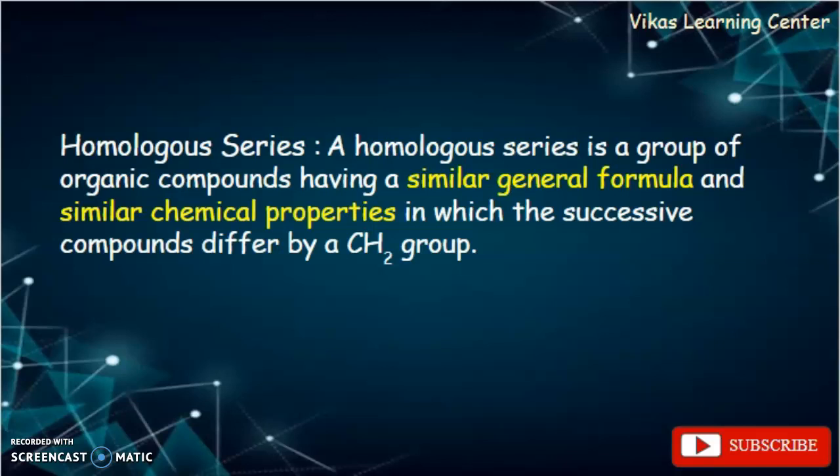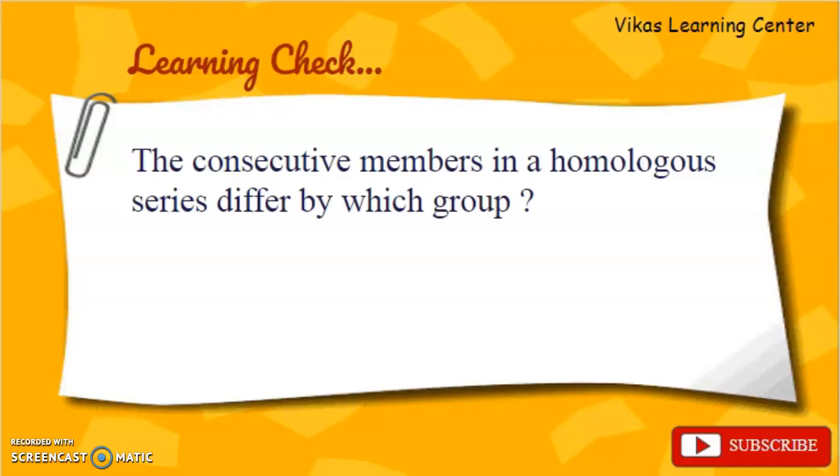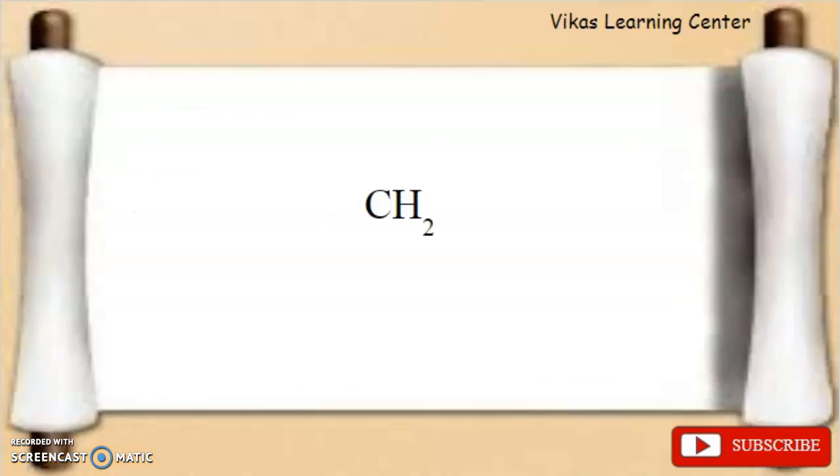In the previous video, we learned that a homologous series is a group of organic compounds having a similar general formula and similar chemical properties, in which the successive compounds differ by a CH2 group. We even had a question based on this: the consecutive members in a homologous series differ by which group? The answer is the CH2 group.